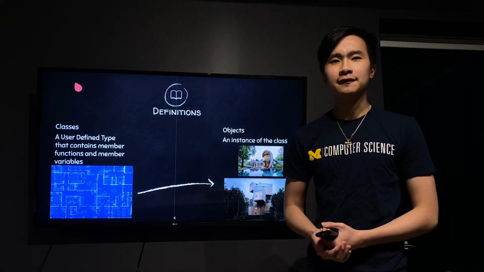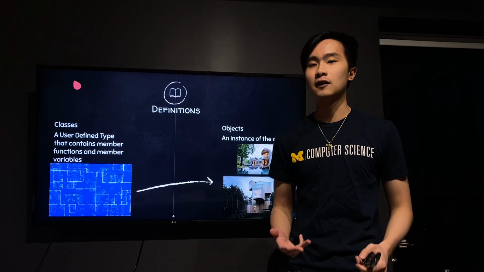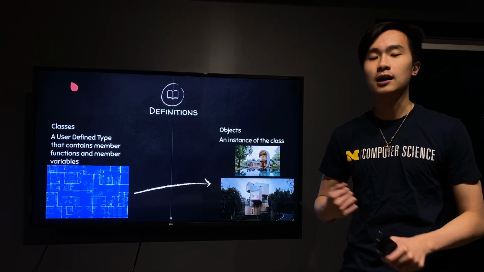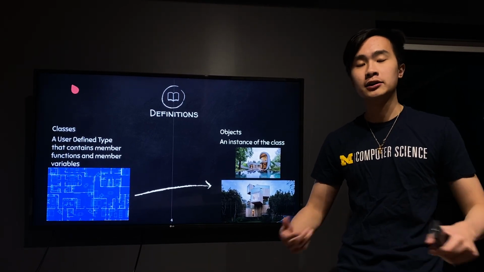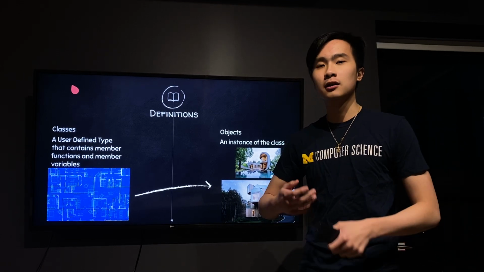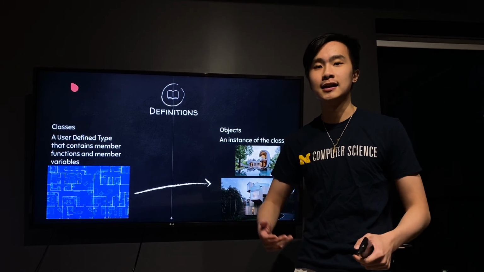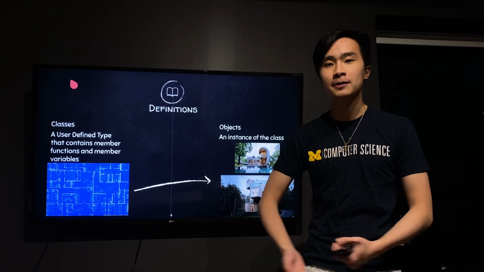To start with some key definitions, classes are essentially a user-defined type that contains member functions and member variables, whereas objects are an instance of that specific class. To illustrate that and make it more clear, I've created an analogy. Let's just say there's a blueprint of a house. That blueprint is essentially what a class is, as it serves as a template to create other objects, or in our specific analogy, other houses.